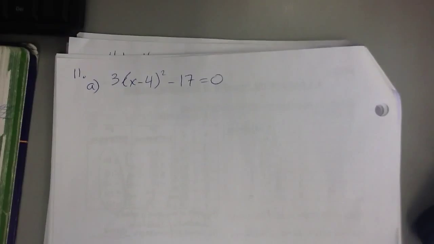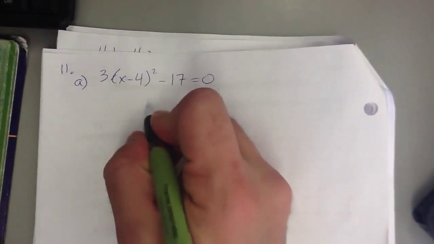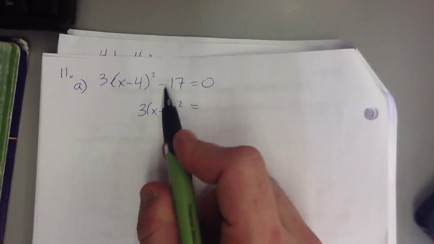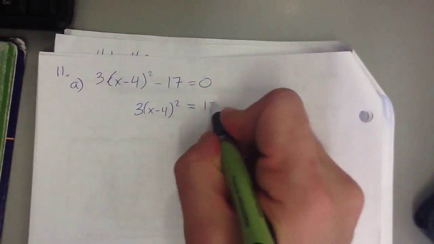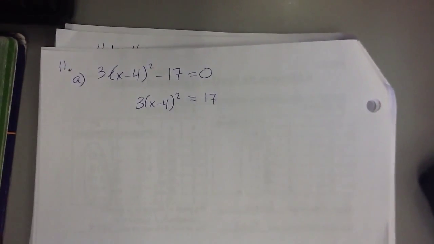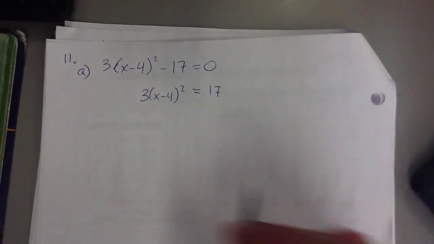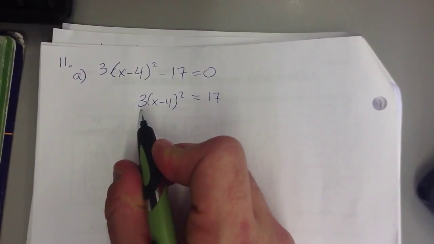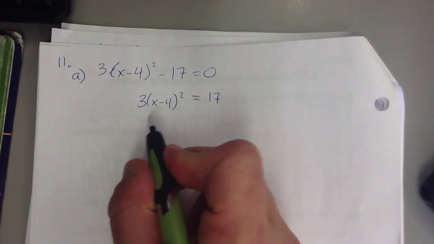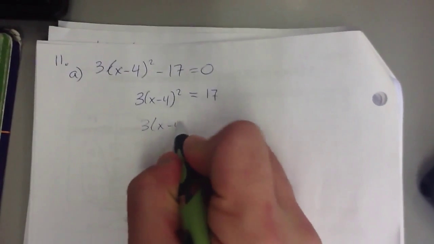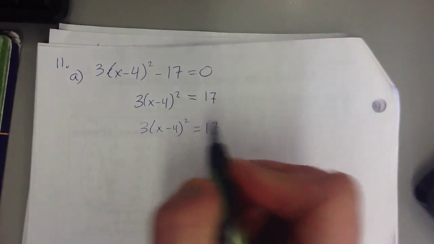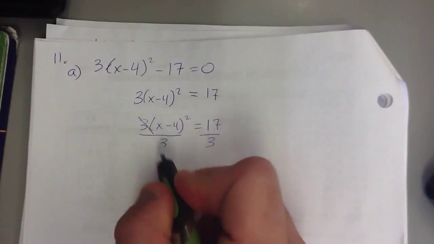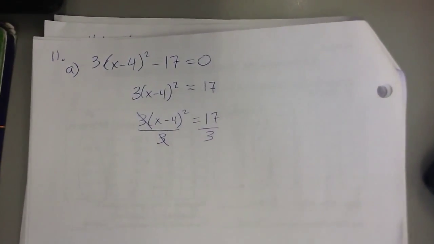So how would you do that? I would leave everything attached to the x on this side. I'm going to bring this negative 17 to this side, and it's going to become positive 17. If I continue, now what do I do? Now that I have this, I can get rid of this 3 out in front. This is 3 multiplied by this stuff. To get rid of that 3, I'm going to do the opposite operation of multiplication, which is divide both sides by 3. So I've divided both sides by 3.